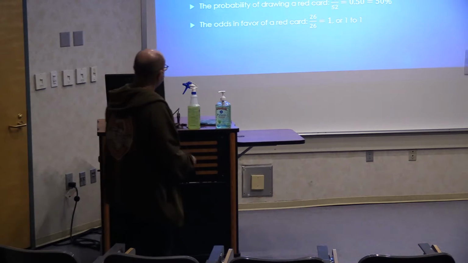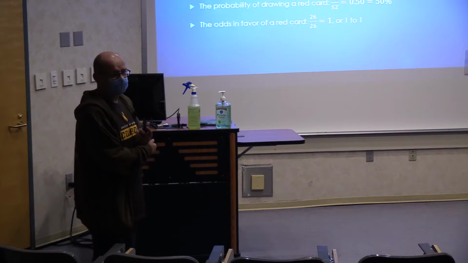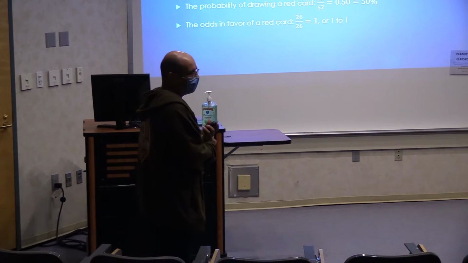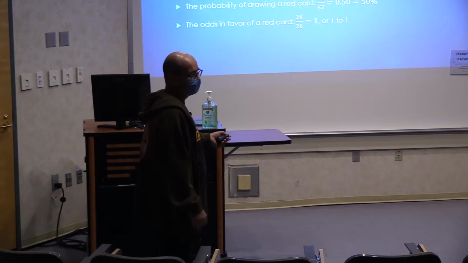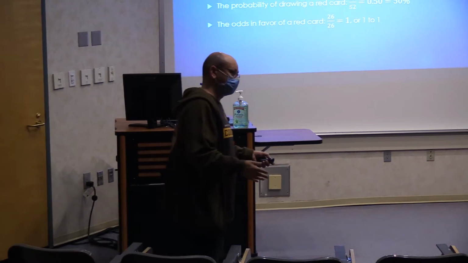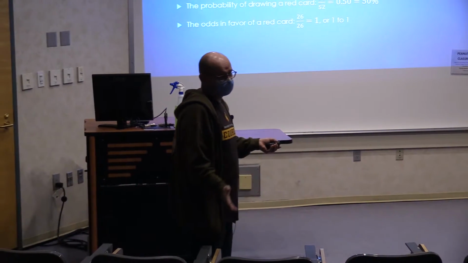The probability of drawing a red card is 50%, right? 26 out of 52. But the odds is 1 to 1, because it's going to be 26 out of 26. I have 26 red cards and 26 black cards, so that's it.